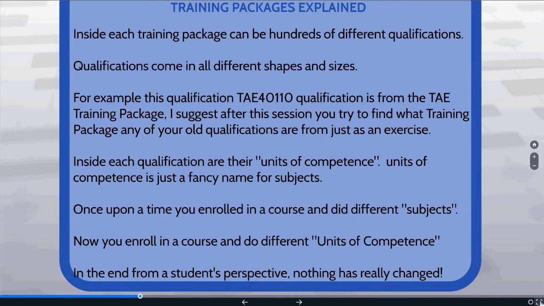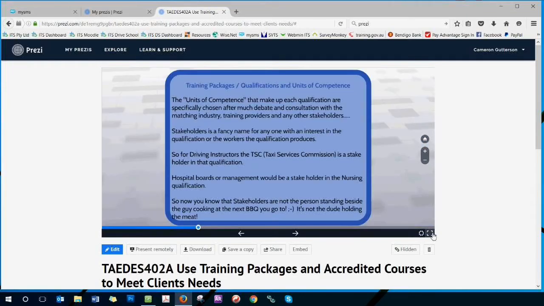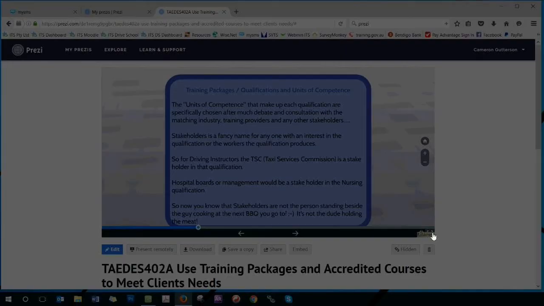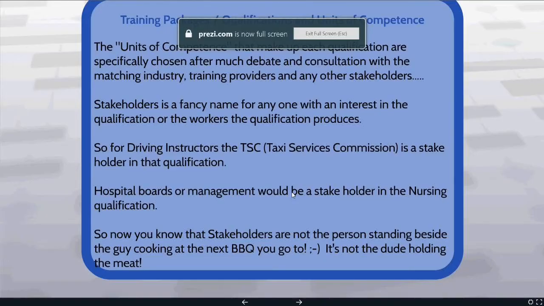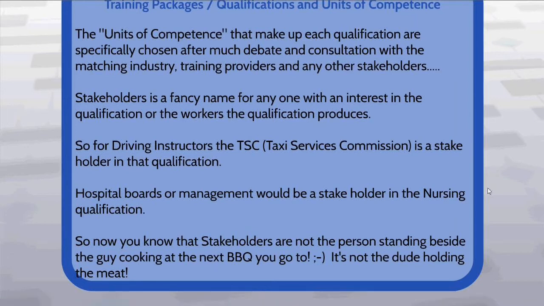At the same time, inside each qualification are their units of competence. Now, units of competence is just a fancy name for subjects. Once upon a time, you enrolled in a course and you did different subjects. Nowadays, you enroll in a course and you do different units of competence. Funny thing is, at the end of the day, from a student's perspective, probably nothing has really changed. They enroll in a course. There's all these different subjects which just happen to be called units of competence. They have a timetable. They turn up. They just do the course.